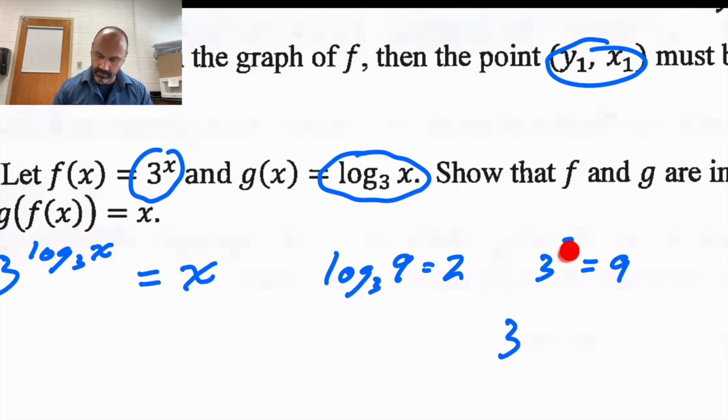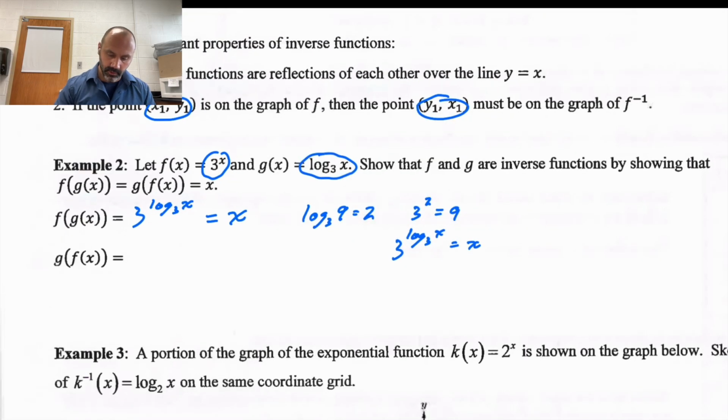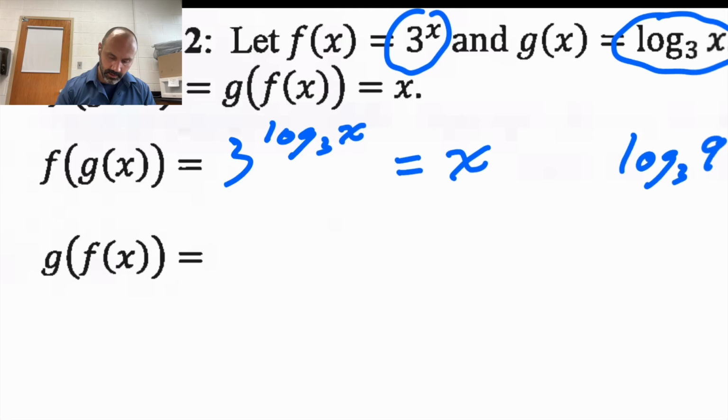And what is this thing? Well, this is what I had over here, 3 to the log base 3 of, and in this case it was 9, but it could be anything, is just going to give me x. So that I've shown that they're inverses of each other. And we could do the other way too, of course, log base 3 of 3 to the x.